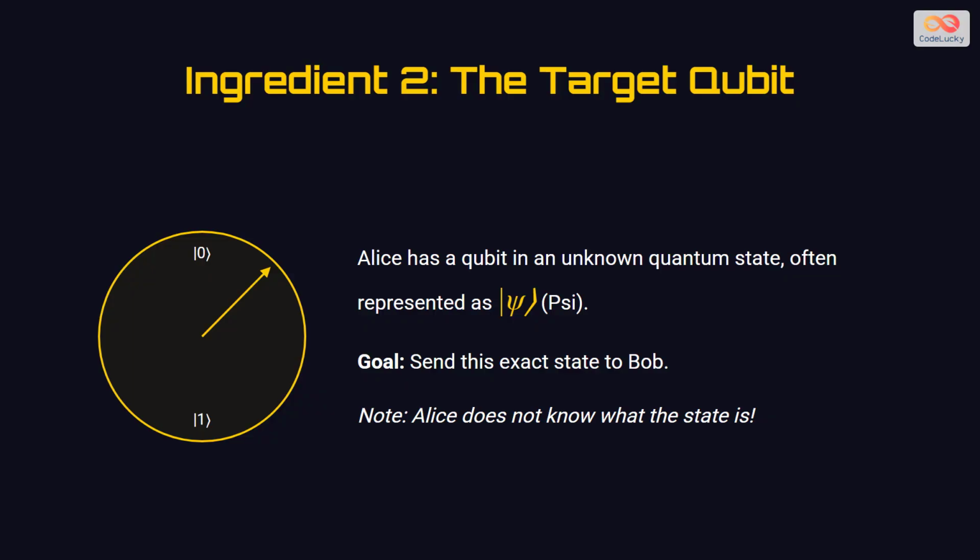Now Alice has a third particle. This is the qubit she wants to teleport to Bob. It is in a quantum state called psi. The interesting part is that Alice does not need to know what this state is. In fact, if she tries to look at it to learn the state, she would change it. So, she must teleport it without measuring it first.